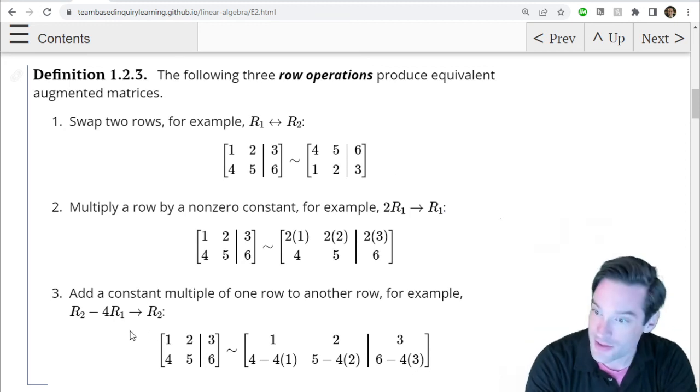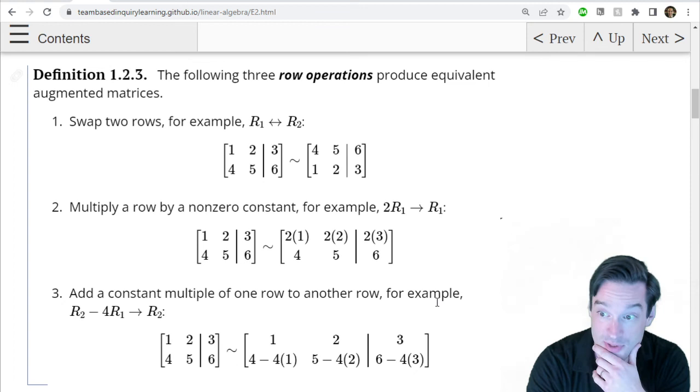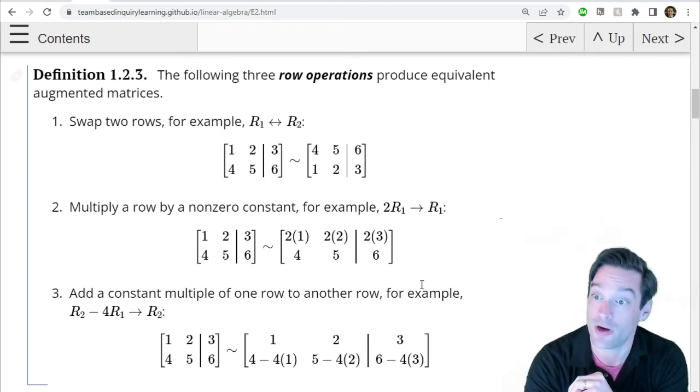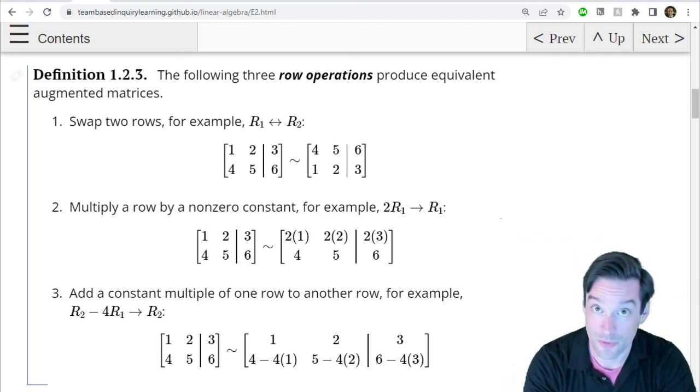And then the third one is to add a constant multiple of one row to another. And again, using this assignment notation, take -4 times the first row and add it into the second row, and then make that the new second row of my matrix. So those are the three tools in our toolbox for getting a new augmented matrix that's equivalent to the one that we started with.